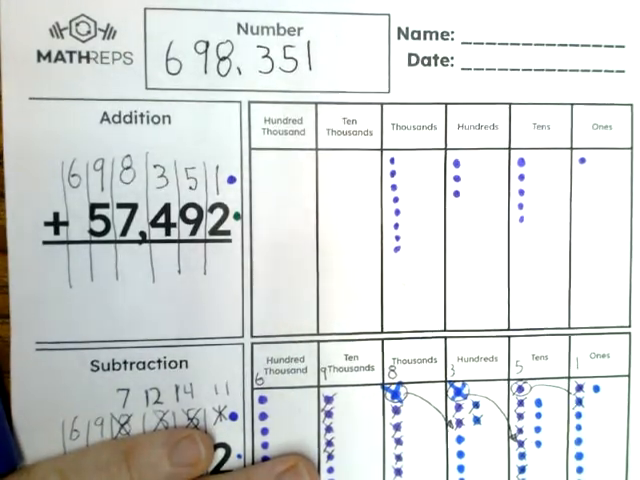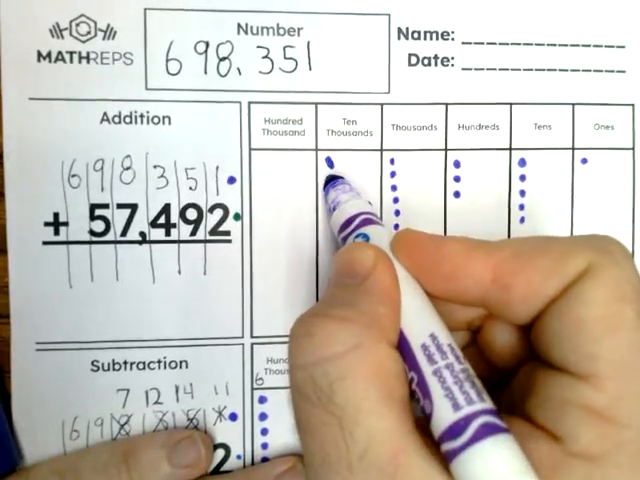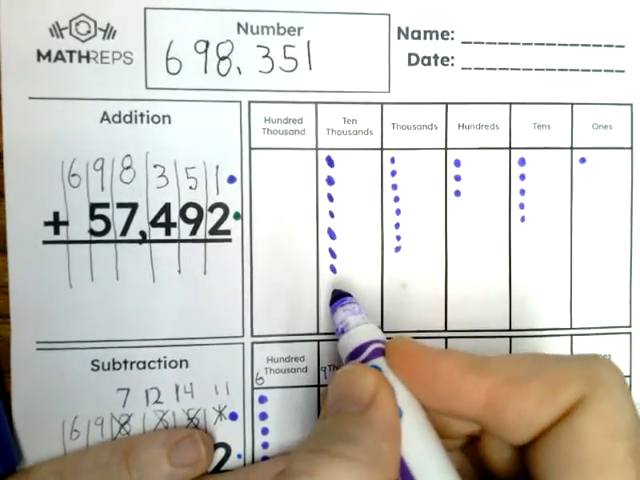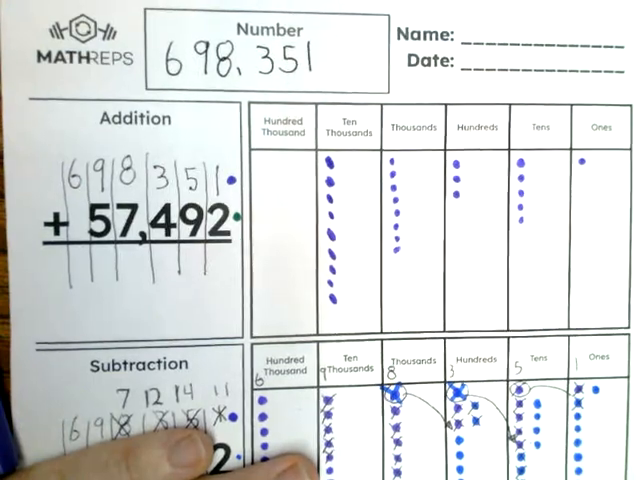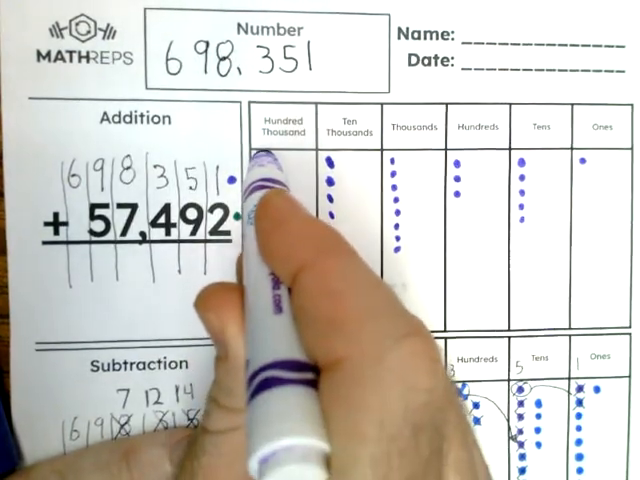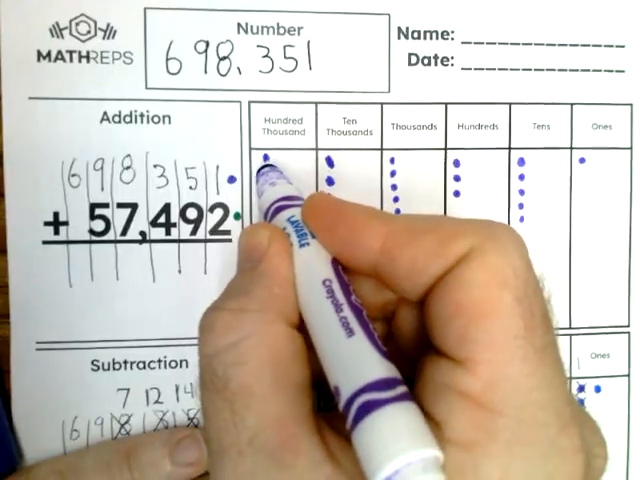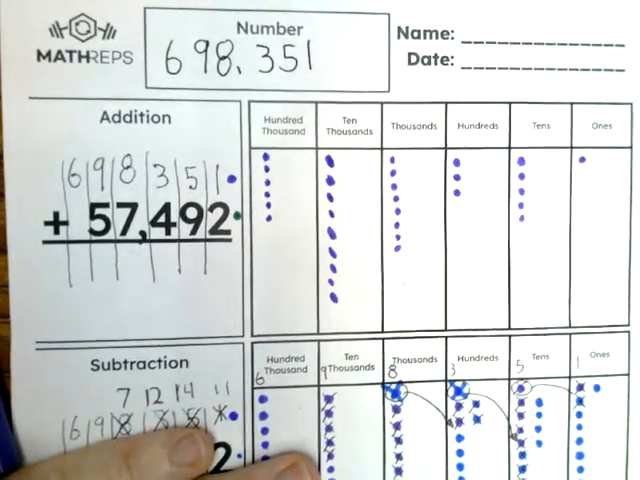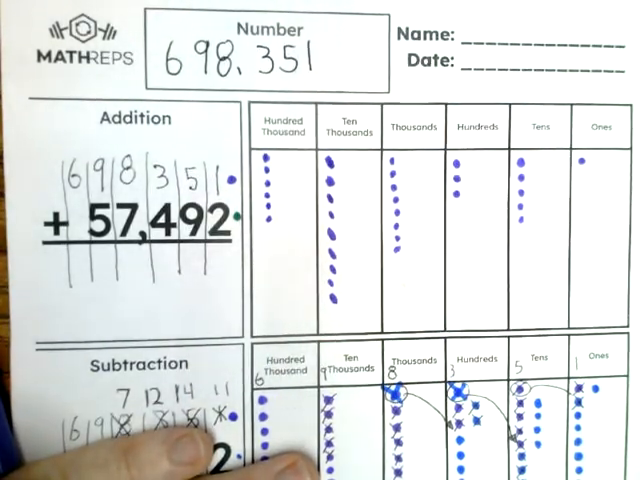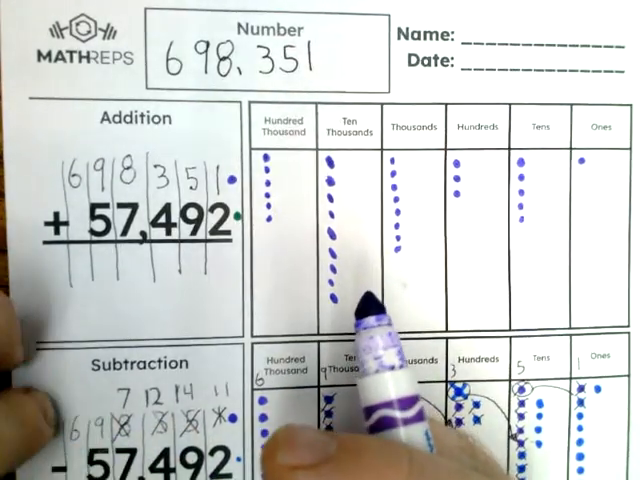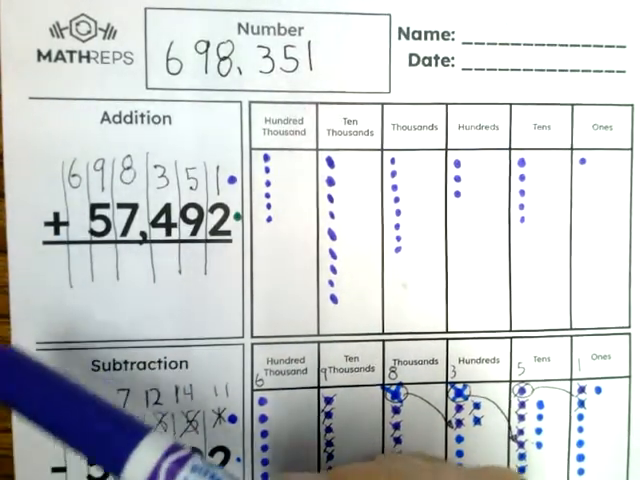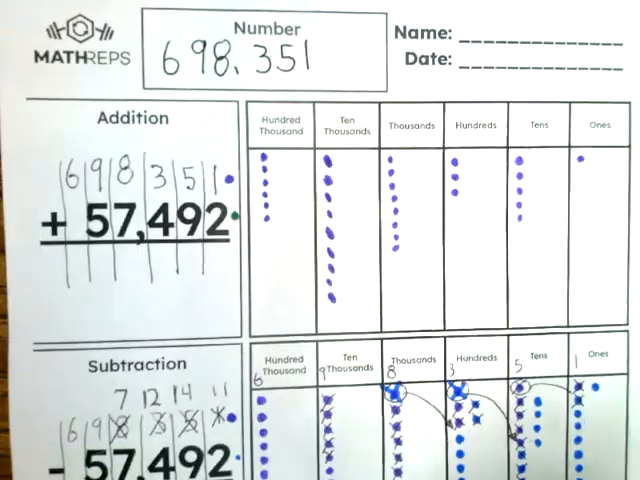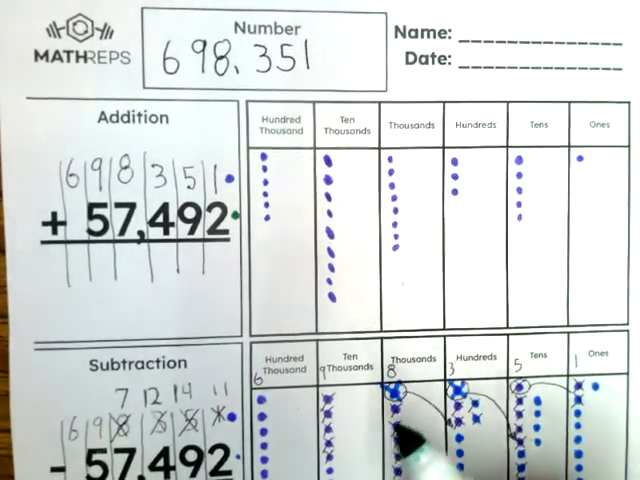8 thousands. 9 10,000s: 1, 2, 3, 4, 5, 6, 7, 8, 9, and then 600,000s: 1, 2, 3, 4, 5, 6. So 600,000s. And I'm doing it nice and neat and organized. So I've represented my first number there, which is again 698,351.